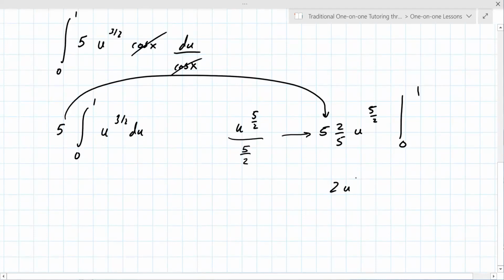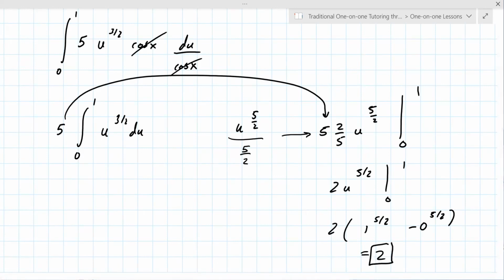This becomes 2u to the 5/2 from 0 to 1. 2 times 1 to the 5/2 minus 0 to the 5/2. And 1 to any power is always 1, so this just equals 2. Okay. After all that. Okay. All right.